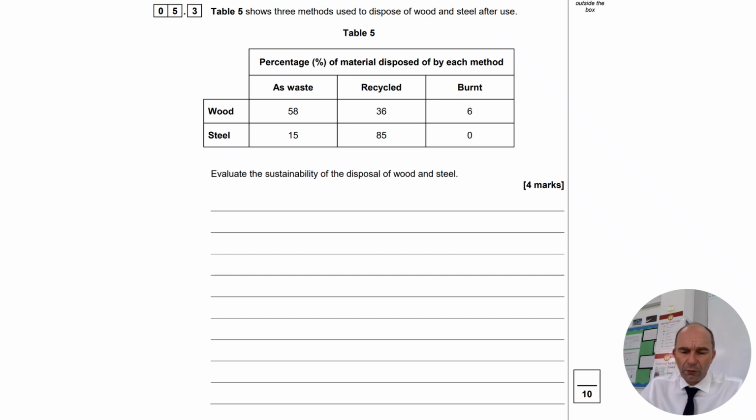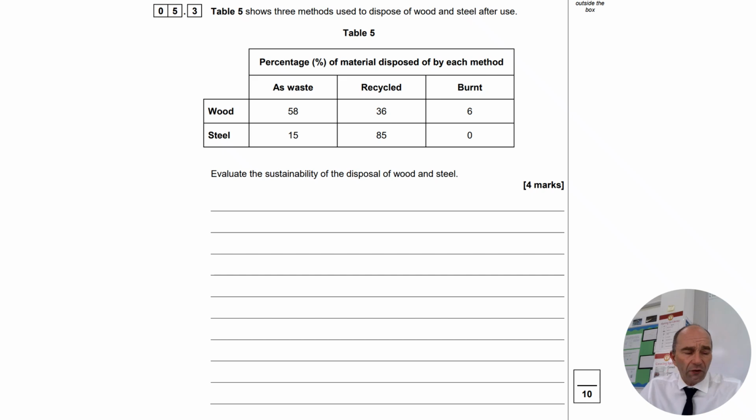Now, if you look at wood, one of the downsides is that 58% of the wood is just wasted. So that's going to take up space in landfill. And we're running out of space, remember. Only 36% of the wood is recycled, which isn't great. 6% is burnt, so there's more wood burnt than steel. But unfortunately, that wood is going to be adding carbon dioxide to the atmosphere, which, as we know, is a greenhouse gas and is contributing towards global warming.